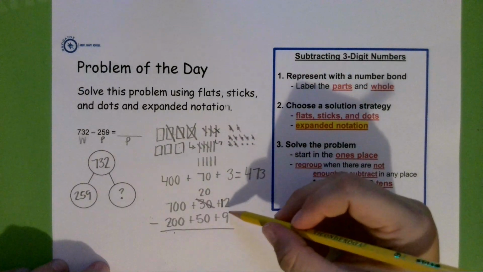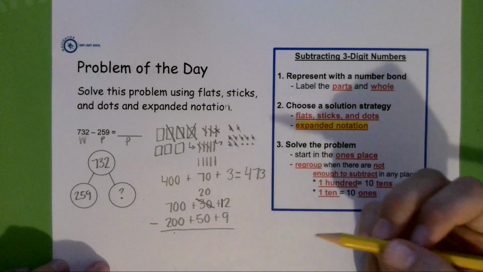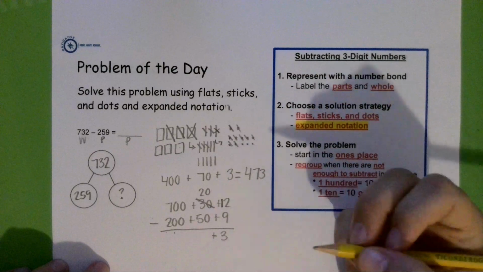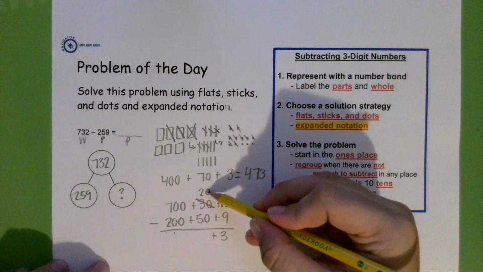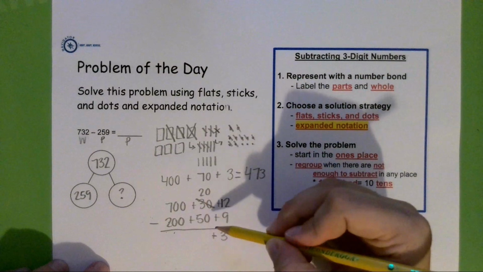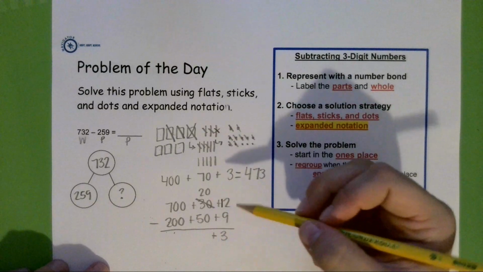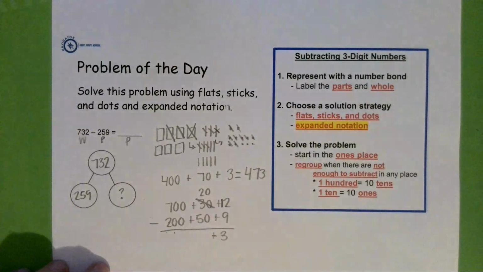Now let's subtract the ones. 12 ones minus 9 ones is, right, 3 ones. Now let's subtract our tens. We have 20 minus 50. Can I do that? I bet you said no. So what do we need to do, and how can we show it? Say it out loud.